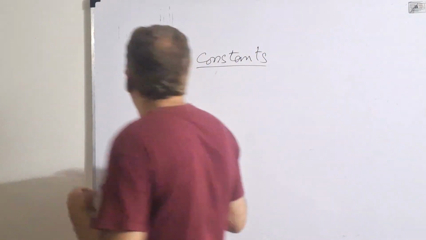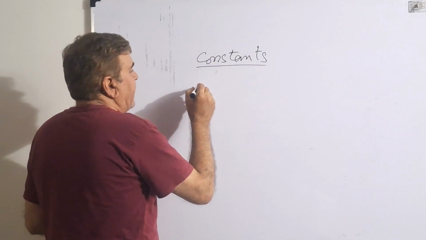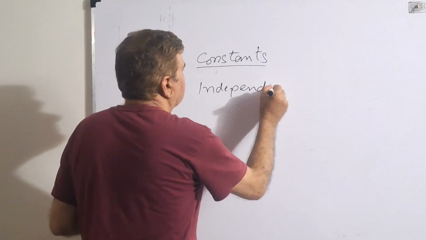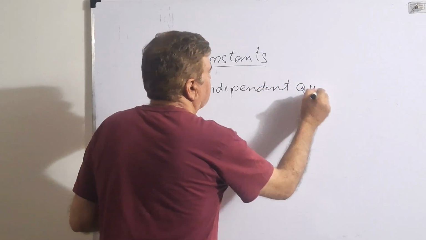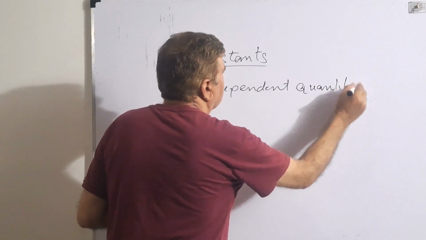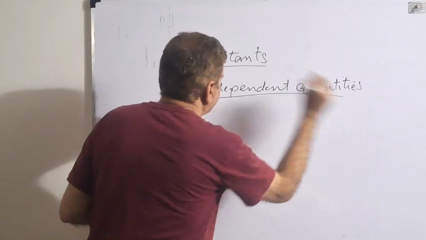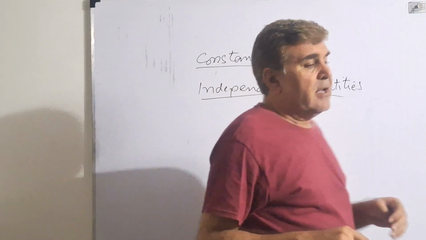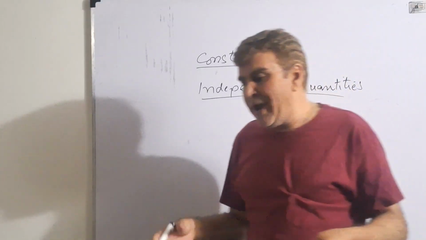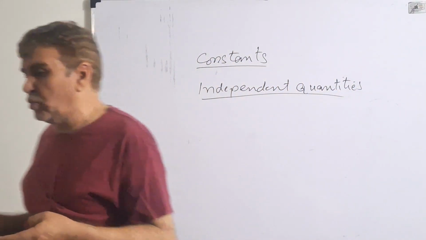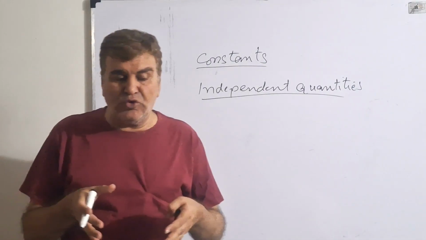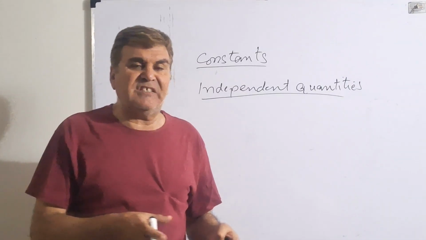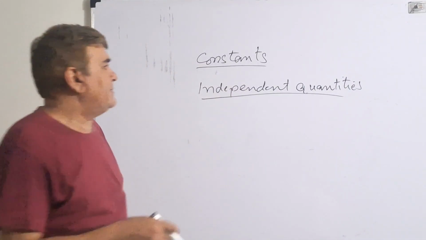And then there is another type of quantity we call independent quantity. These are the quantities that are being changed, that are being varied during different experiments. So a quantity whose value can be changed, whose value is being changed during the experiment, is called independent quantities.